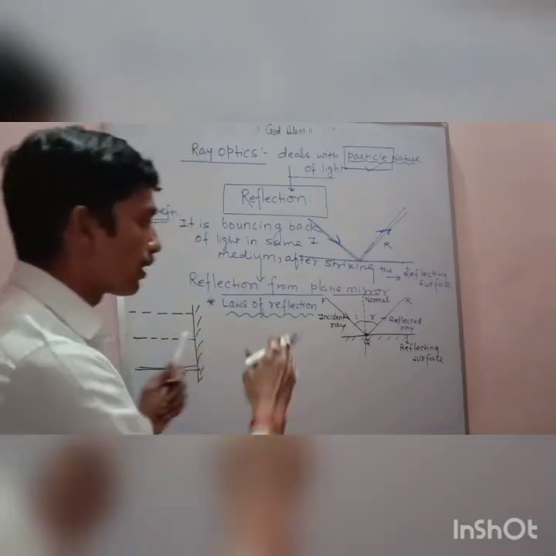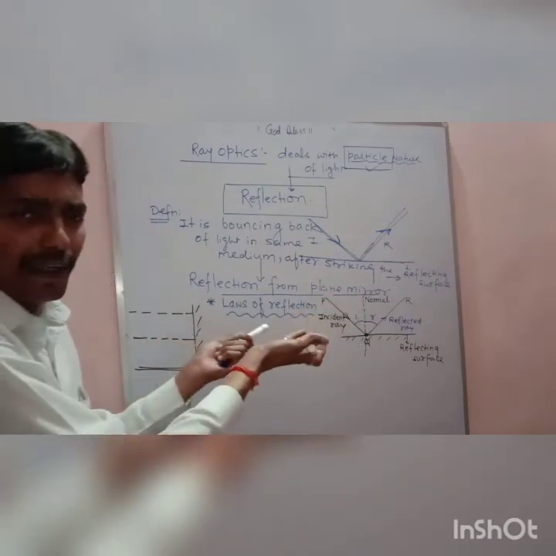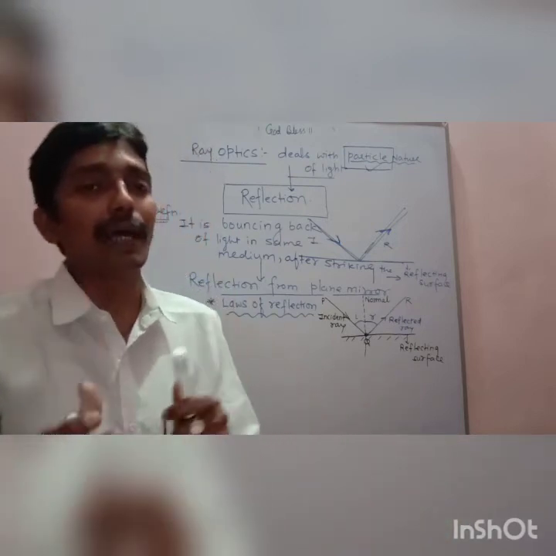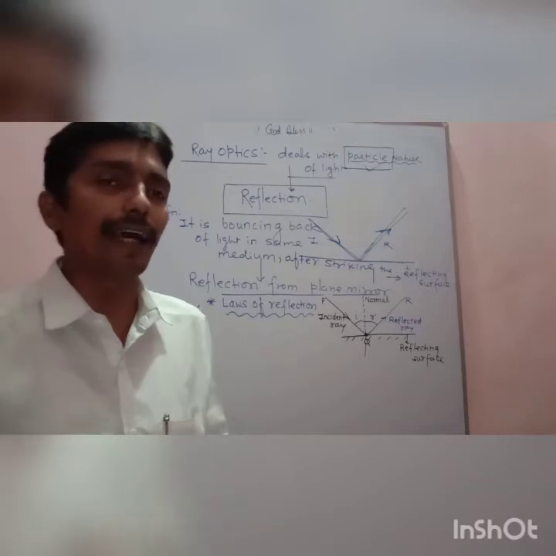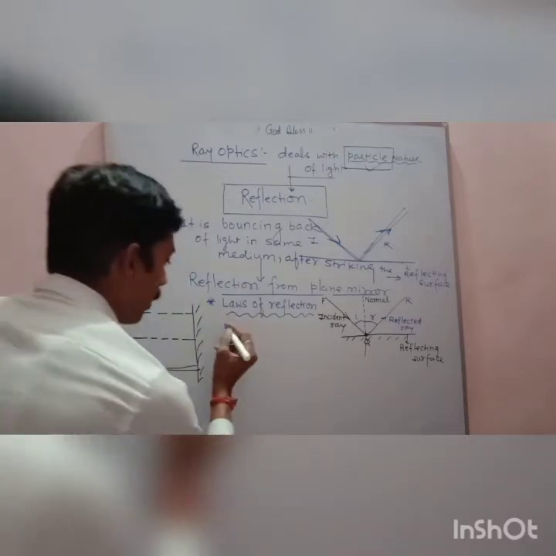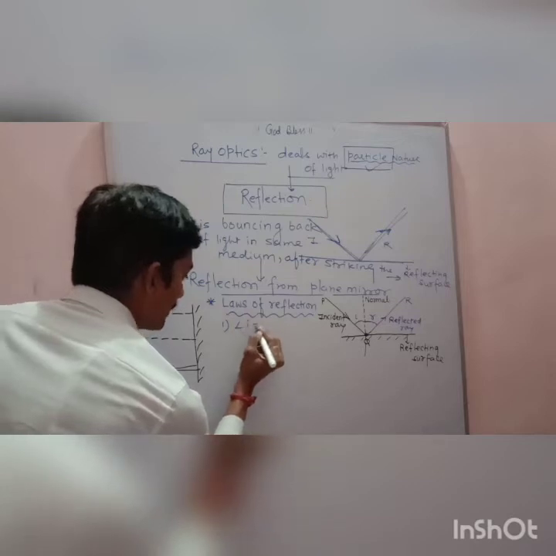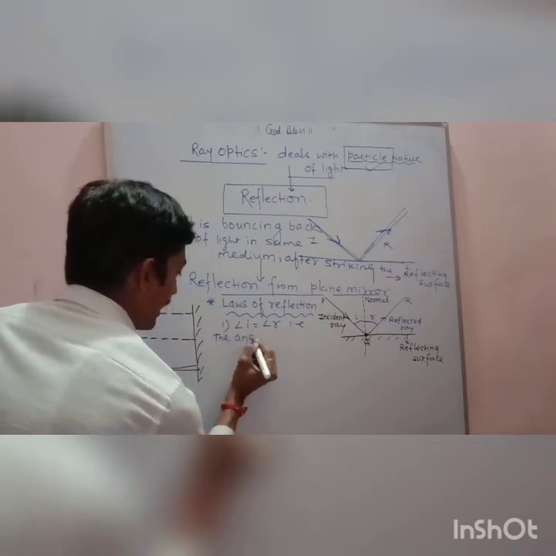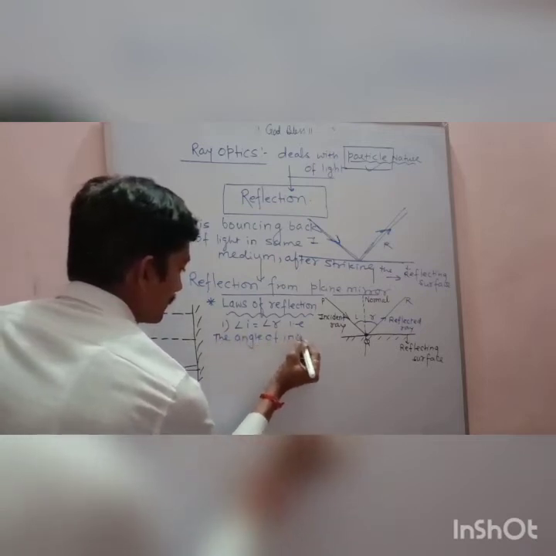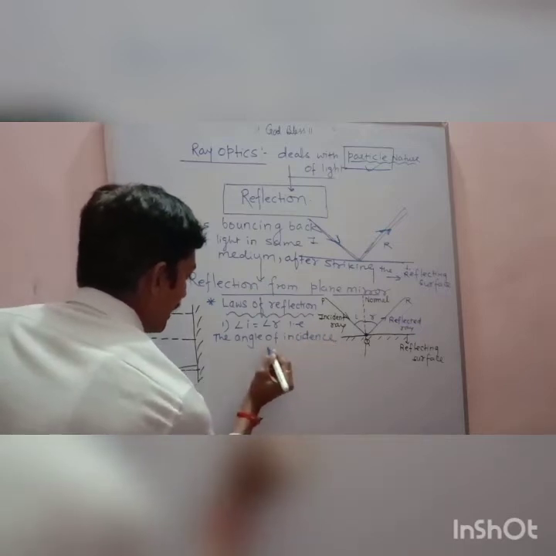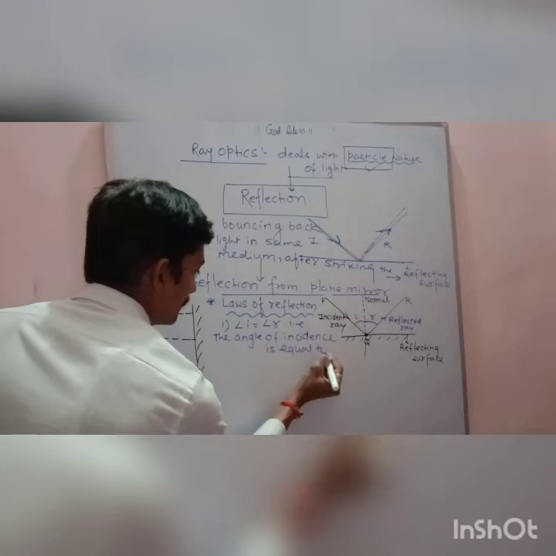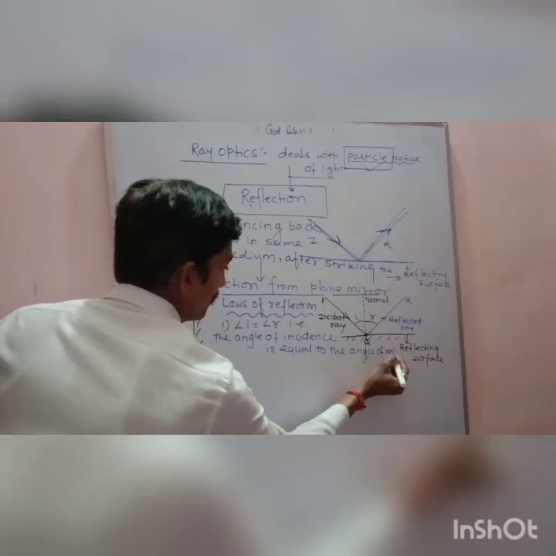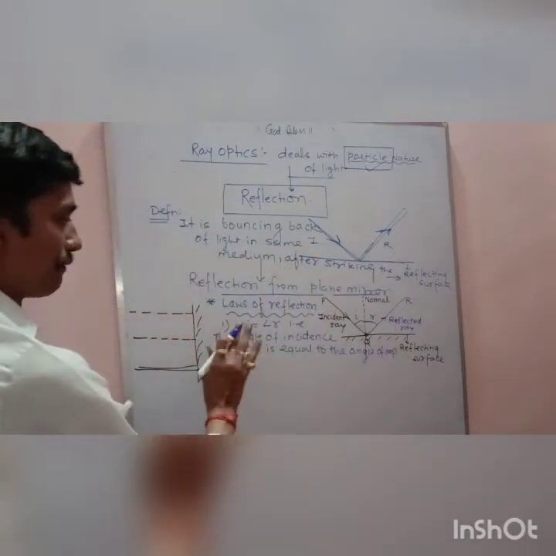So the very first laws with the diagram, I have used the plane mirror to give the laws, I could have used a spherical mirror also. Am I clear? But since I am teaching you the reflection from plane mirror, I thought I should give the laws here only. So the very first law is angle I is equal to angle R. That is, the angle of incidence is equal to the angle of reflection. This is the first law.